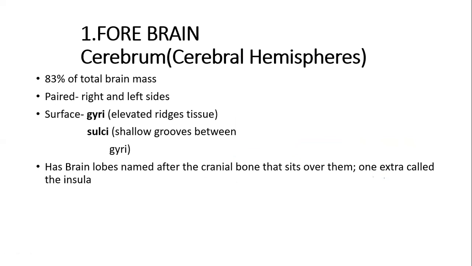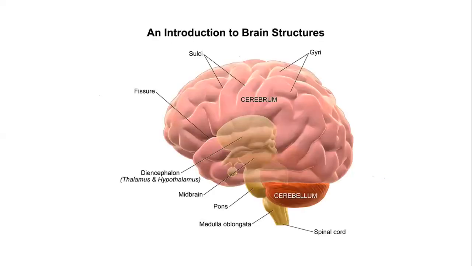So the forebrain cerebrum is 83% of the total brain mass. Paired, there are two. Surface consists of gyri and sulci. Gyri are elevated ridges of tissue, and sulci are shallow grooves between gyri. It has brain lobes named after the cranial bone that sits over them, and one extra called the insula. So you must always know that they are named after their cranial bone. That's why I started by showing you a slide of the cranial bones so that you can understand.